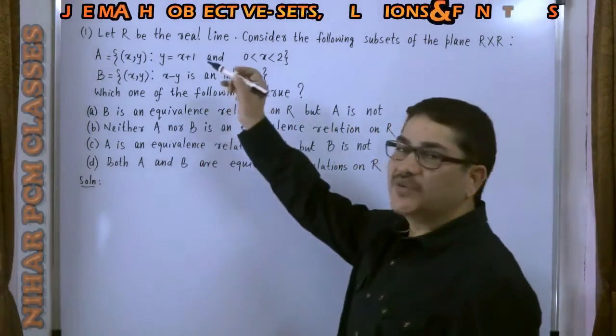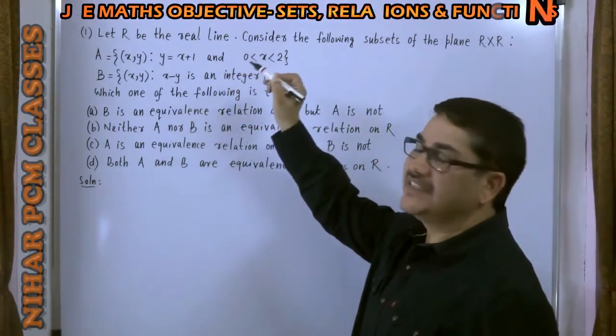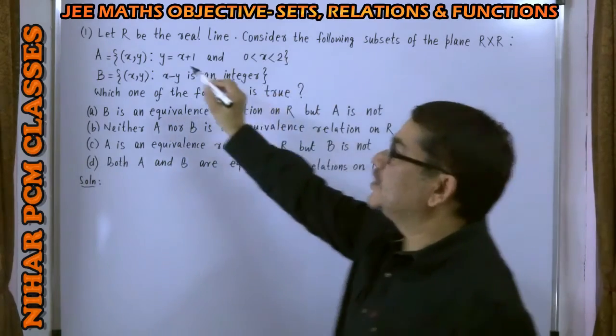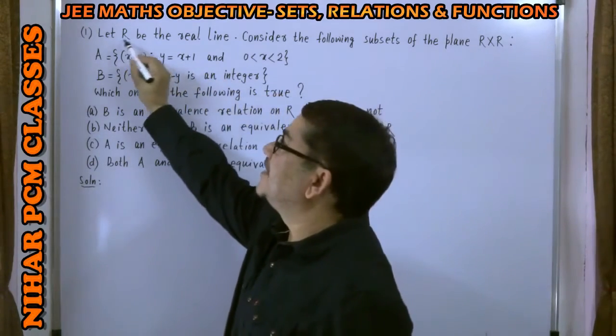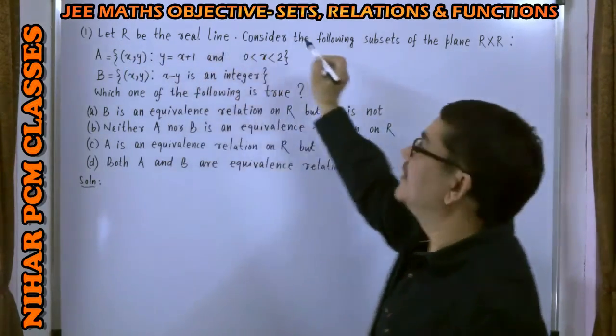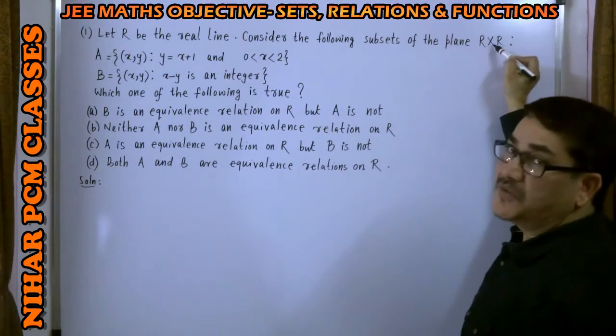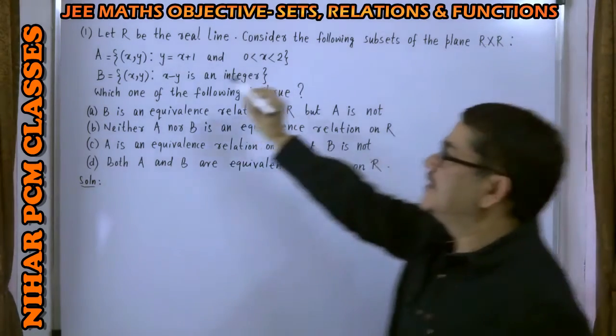Let us discuss the first question of sets, relations and functions for JEE. The question goes like this. Let R be the real line. Consider the following subsets of the plane R cross R.